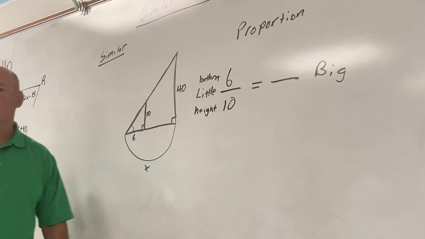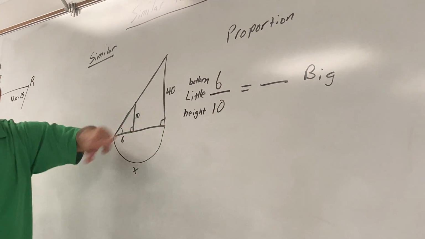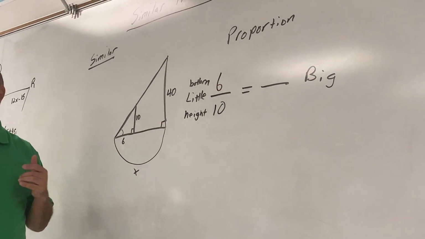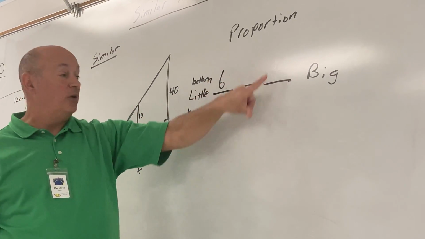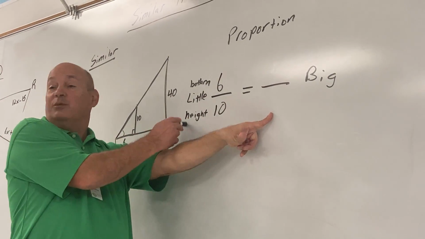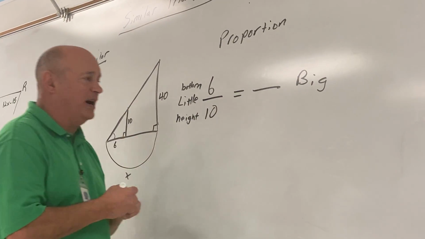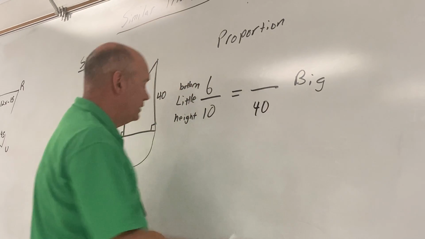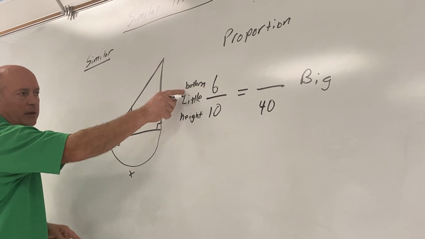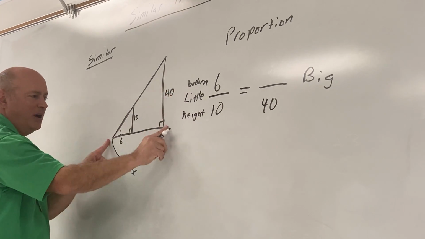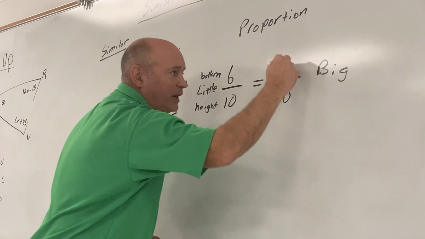Are you with it? All right, so what do they give me in the big triangle? Do they give me the height or the bottom? The height. They give me the height. So where do I need to put the 10? On top or on the bottom? Bottom. We put the height on the bottom. You better put 40 on the bottom. What do we not know? The X. What is that? The bottom. We do not know the bottom of the big triangle. Are y'all with it? Okay, so let's put X right here.